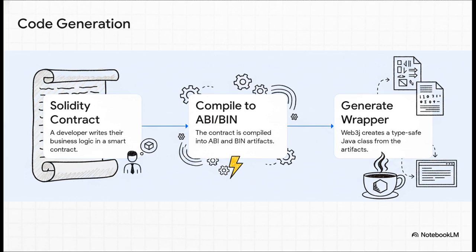Pretty standard stuff. Second, they compile that contract, and it spits out 2 key files, the ABI, which is kind of like an instruction manual, and the bin, which is the actual code. And finally, and this is the awesome part, they feed those 2 files into Web3j, and it automatically generates a clean Java class, or a wrapper, that makes talking to that smart contract as easy as calling any other method in Java.